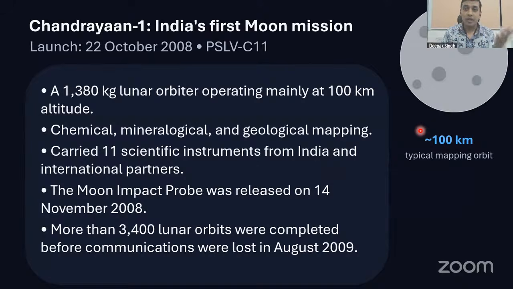So what Chandrayaan 1 did, let's start with the first one. We got a mapping orbit of about 100 kilometers. So we went very close to the moon. It was a 1,380 kilogram orbiter, and as I said, it went very close to the moon, almost 100 kilometers to the surface. So we got very high resolution images. I'll show you some images also, which I generated and which the paper got published.